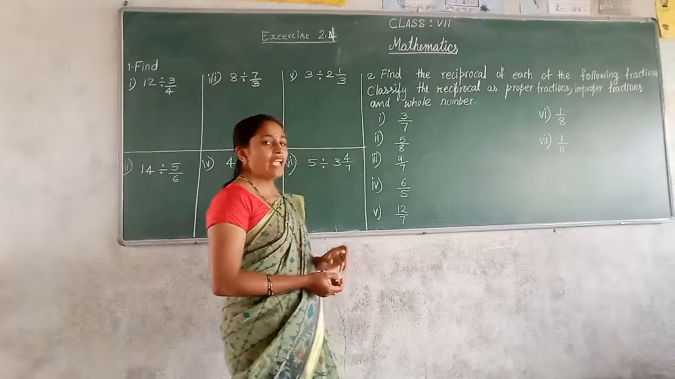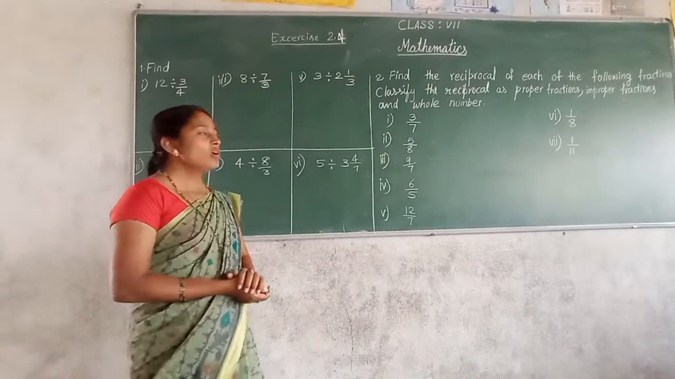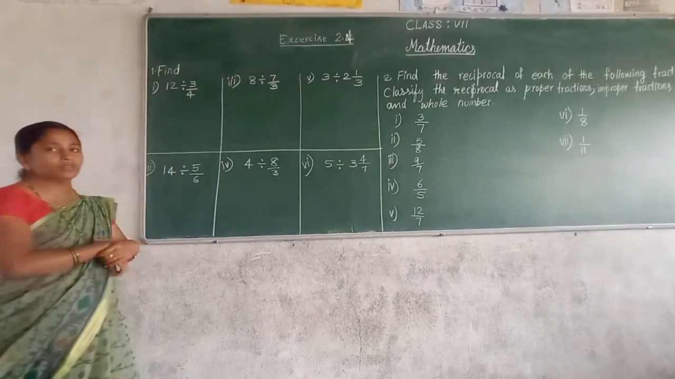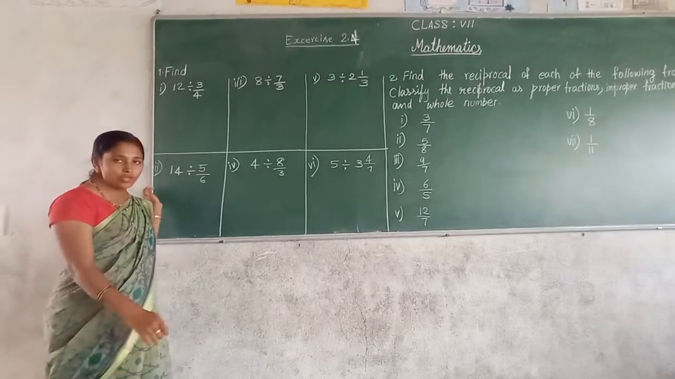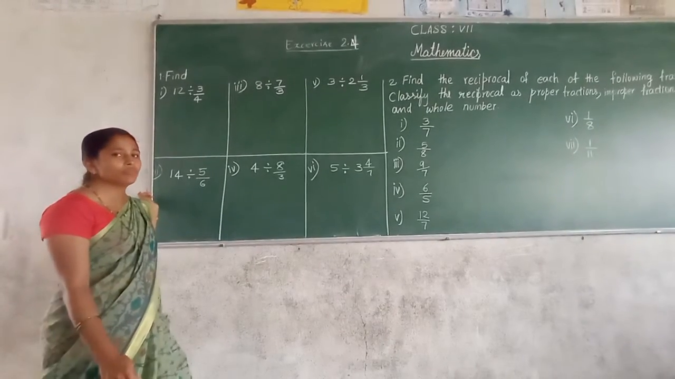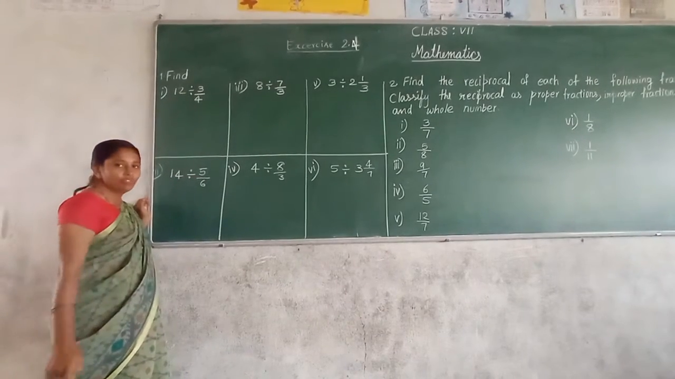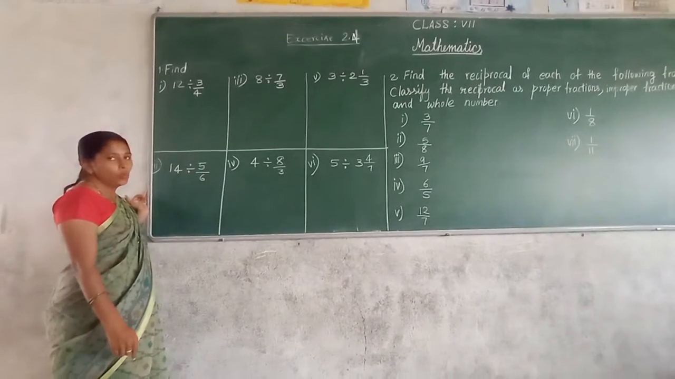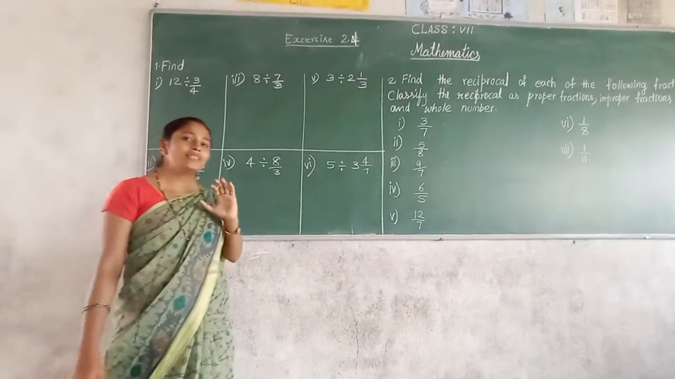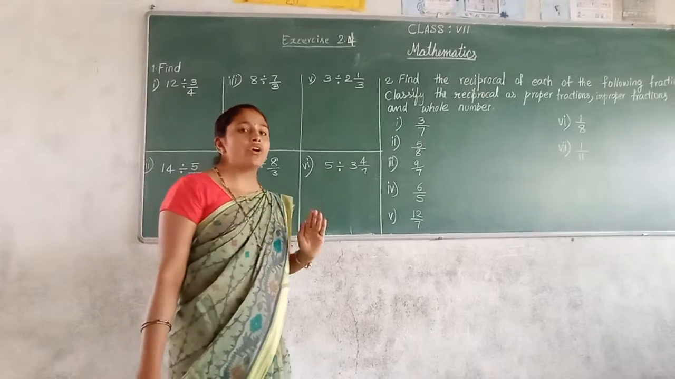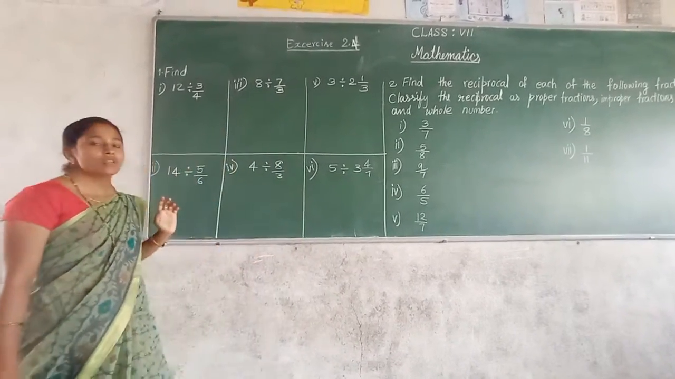From that, fractions in that exercise 2.4, the first question they asked you to find. What are you going to find? If they just ask you to find, you have to observe the question. They have given 12 divided by 3 upon 4. As I told you, now division. Division is nothing but repeated subtraction.